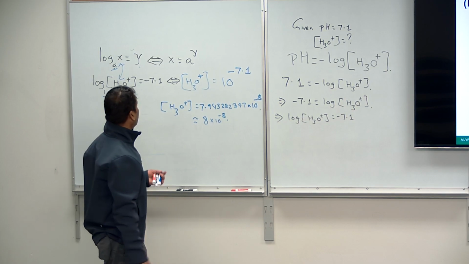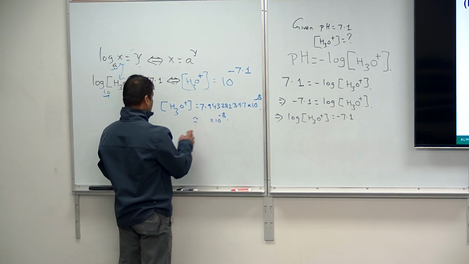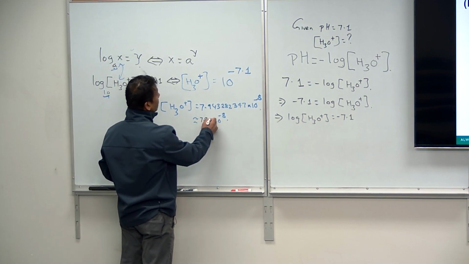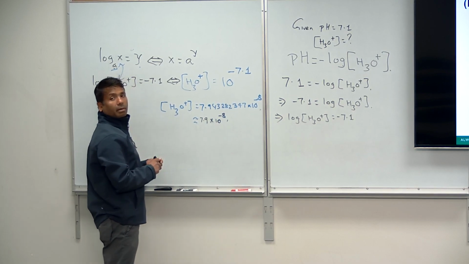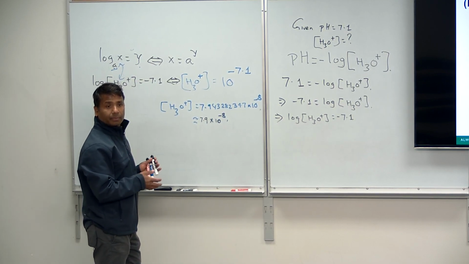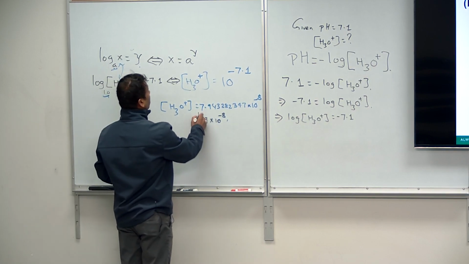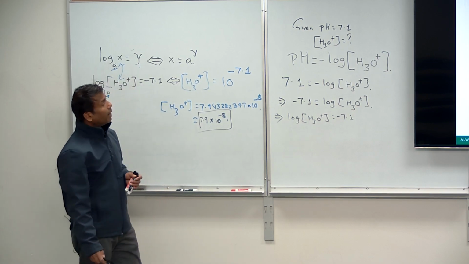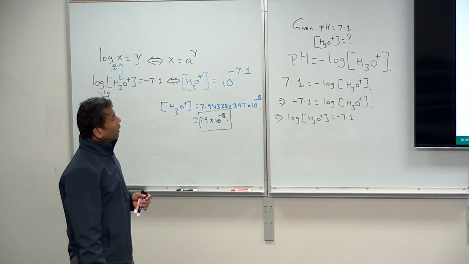Yeah, or if you round to one decimal place, this is 7.9, okay? If you round to one decimal place, this is 7.9. You can just write 7.9 times 10 to the power negative 8. Make sense? Yeah. So this is the value of the H3O plus. Okay. Yeah. We got this one.